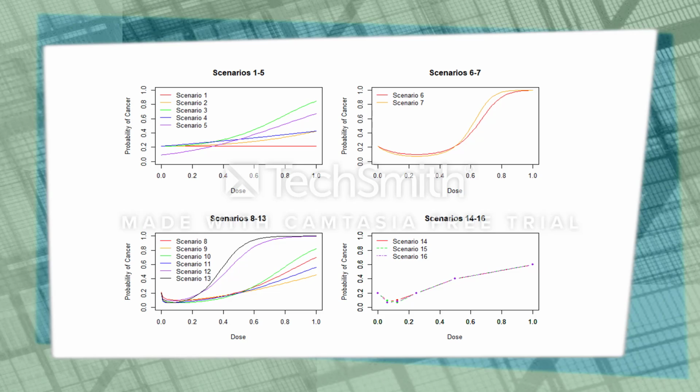For simulations, we created 16 different scenarios. For scenarios 1 through 5, we wanted to test type 1 error, so we made the truth be monotonic. For scenarios 6 through 7, we made it so that the truth is based on model 1. For scenarios 8 through 13, the truth is based on model 2. For scenarios 14 through 16, we picked arbitrary points that had a hormetic trend.